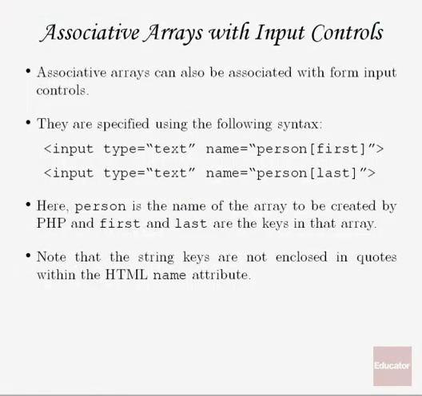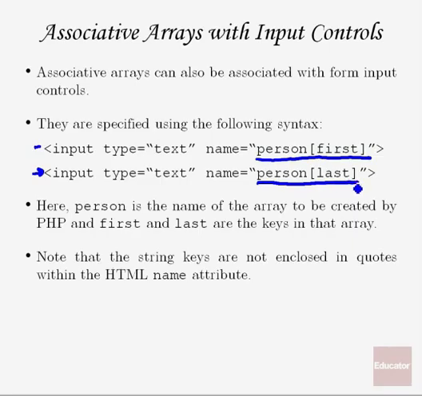So we just saw how in PHP you can use indexed or numeric arrays in your forms. You can also use associative arrays. For example, we can have two text input boxes or text fields, and we can assign them a name like this, where the array would be called person and the key of the array would be called first. We can also do it for another one with last.